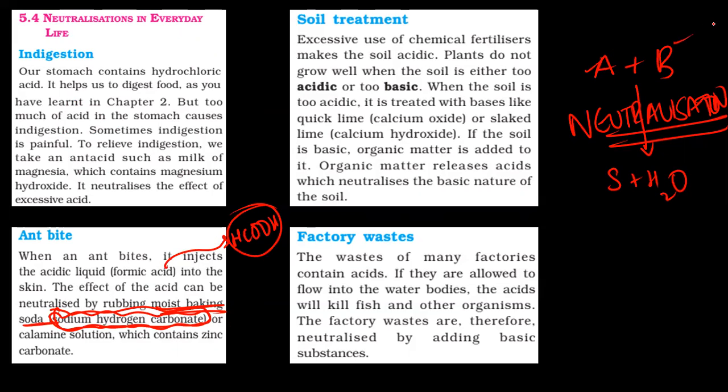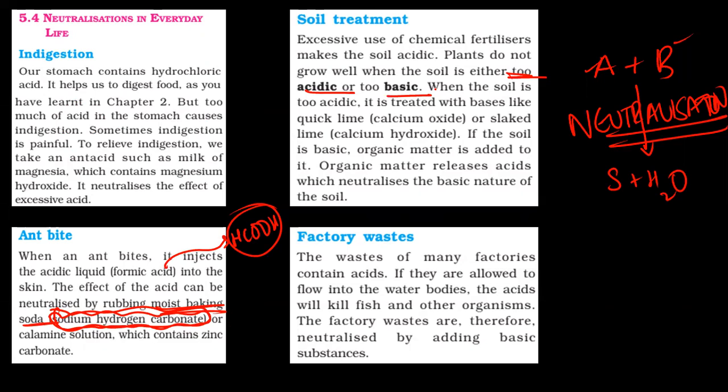Now soil treatment. Sometimes the soil becomes either too acidic or too basic, but neither is preferred. We want neutral soil. Plants are not adapted to either too acidic or too basic. We want a neutral environment for them to sustain. So we have two cases here. One when soil is too acidic, one when it's basic. So obviously if soil is too acidic, we add something basic. If it's too basic, we add something acidic.